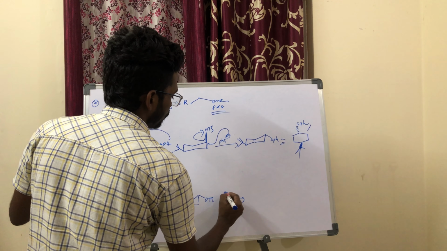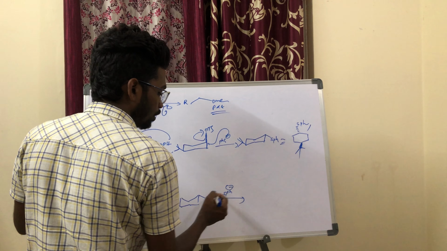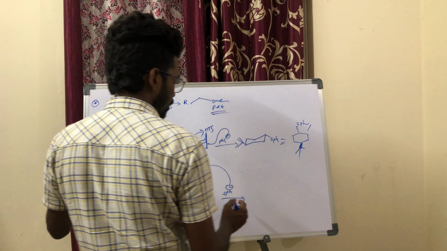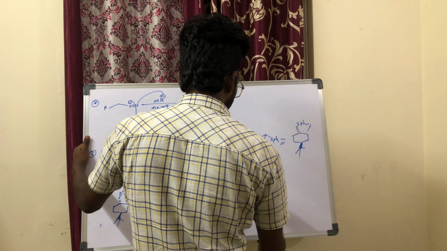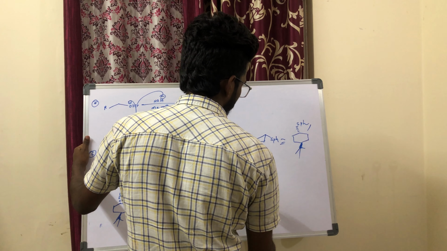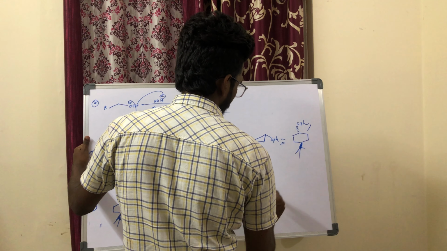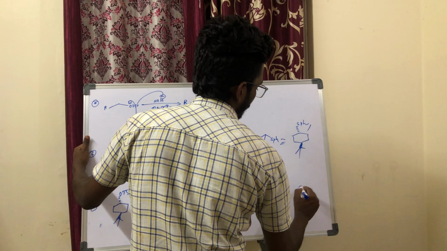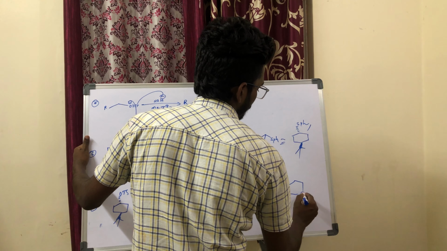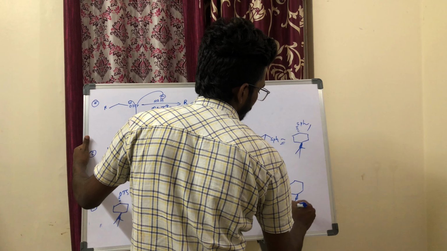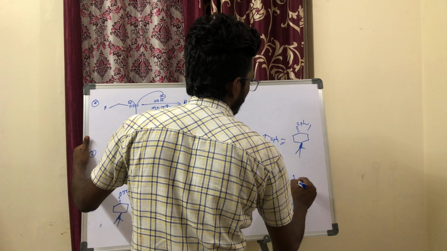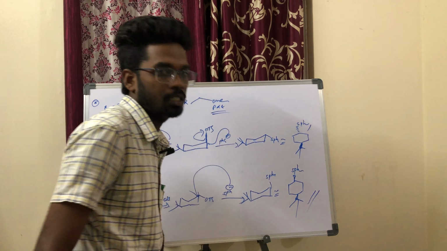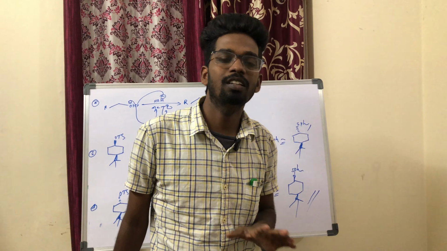So PhS minus is going to attack axial because it is equatorial, right? So it is going to attack axial. Axial in the sense, you will write here SPh. If you write it in a normal manner, it is above the plane, so it is also above the plane, SPh. This is our total exercise for this lecture.